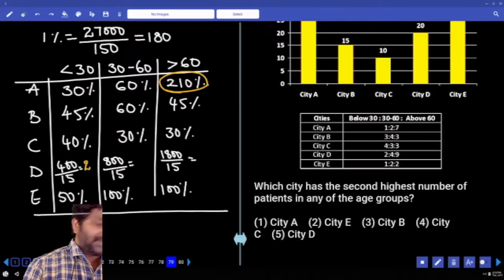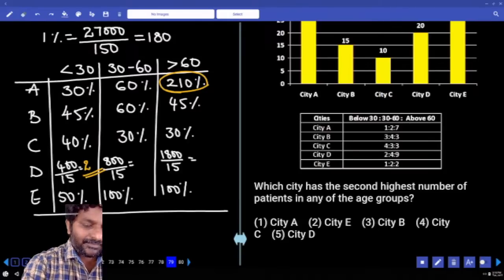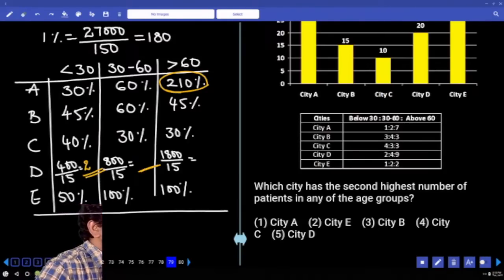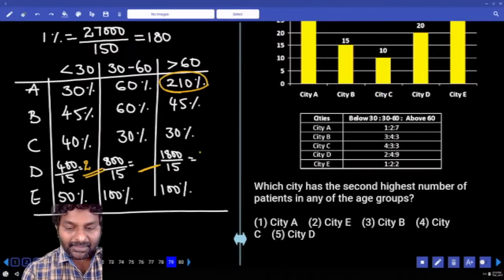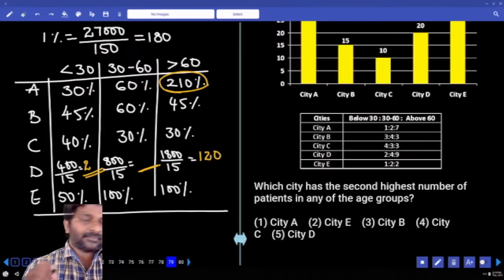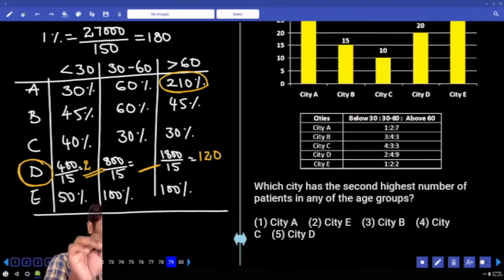15 2 times. So this will be somewhere between 20 and 30. Come on. That is between 20 and 30. Do we need the exact number? Let's leave that. This is between 50 and 60 only, right? Do we need the exact number? No. What is 1800 by 15? 120. Now what is the answer? Highest is 210, second highest is 120. Which city is that? D.